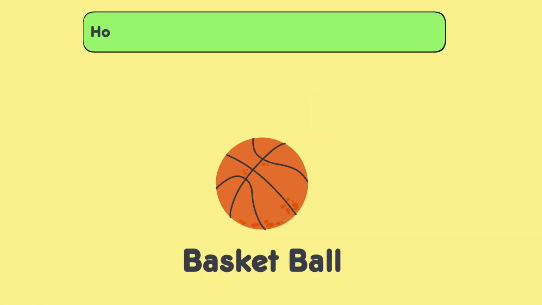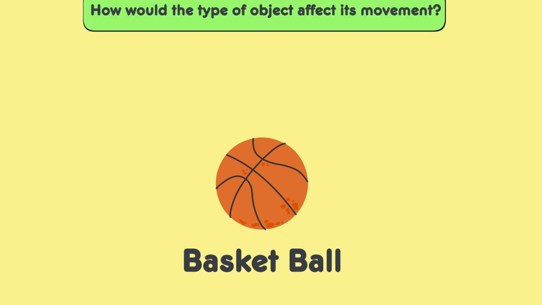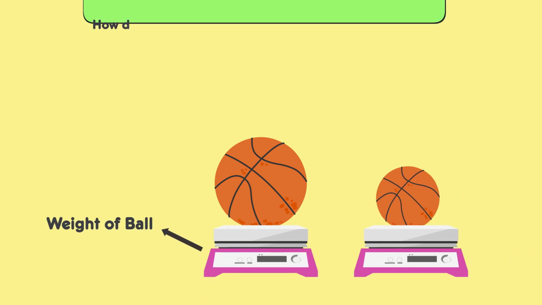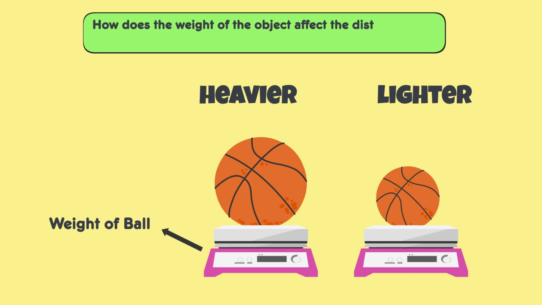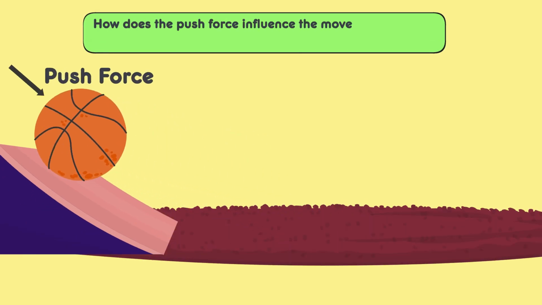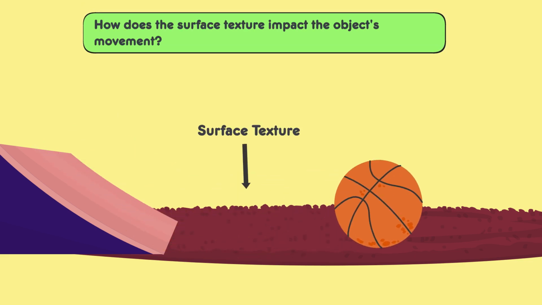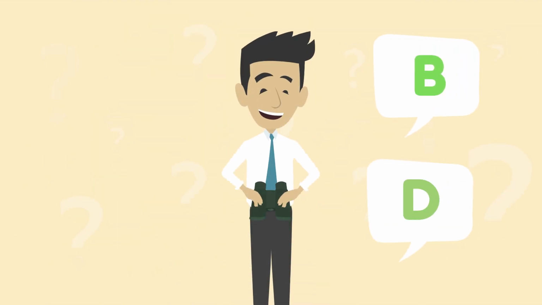For answer choice A, think about how the type of object would affect its movement. What does this tell us about the object's material and shape? Answer choice B, how does the weight of the object affect the distance it travels? What role does weight play in motion? Answer choice C, how does the push force influence the movement of the object? What can this reveal about the force applied? Answer choice D. How does the surface texture impact the object's movement? What role does friction play? So go ahead and select the correct option and proceed to part B.